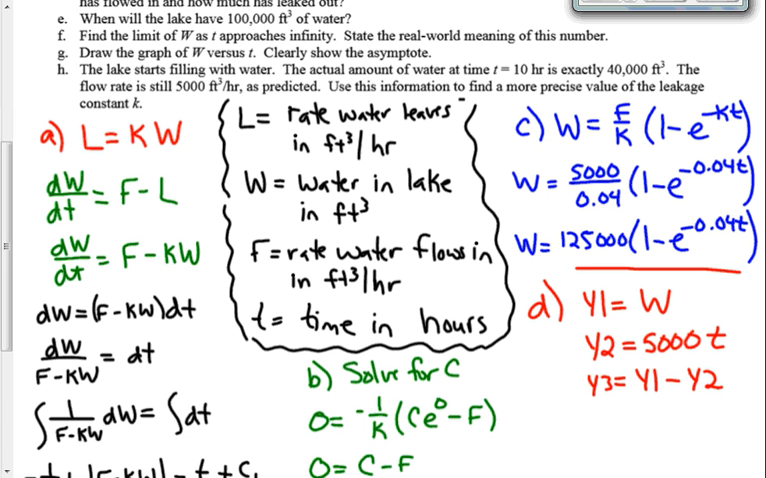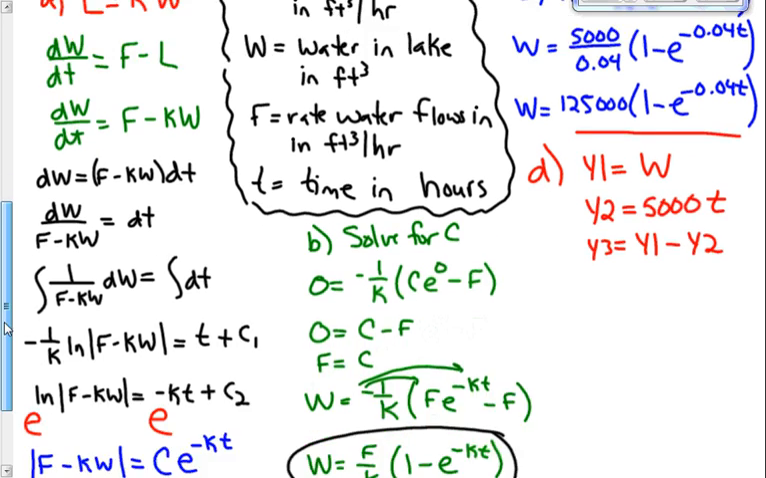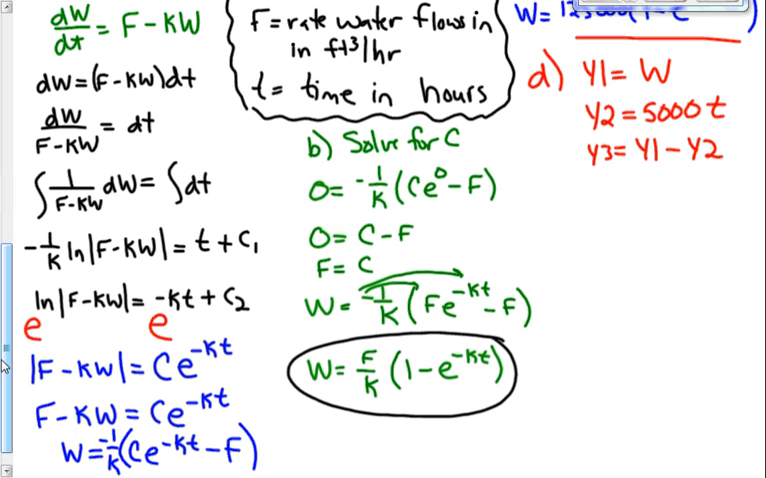Okay, moving on to part E. Question part E is, when will the lake have 100,000 cubic feet of water? So for part E, we should be able to deal with this. We want to know when the water is 100,000.